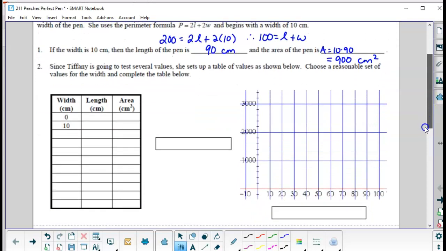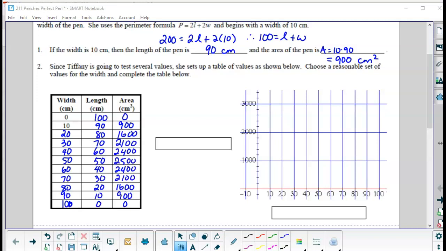Okay, so she's going to test several values. She sets up a table: choose a reasonable set of values for the width, and complete the table below. So maybe pause the video and fill it in. I'll come back in a sec. Okay, so charts filled in, areas calculated. Notice how once you get to 50 for the width, you're really repeating the values, because the width now is 60 and the length is 40, which is the same as the width of 40 and the length of 60. In any case, we're going to graph these.